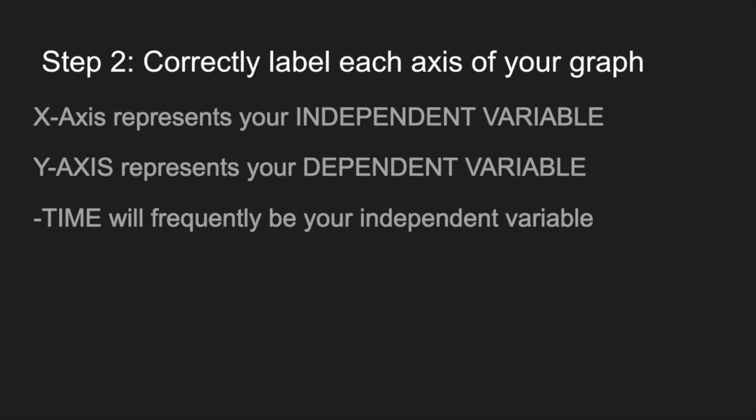Step two, you're going to correctly label the axes of your graph. The x-axis always represents your independent variable. Your y-axis always represents your dependent variable. That's why it's really important to know what your independent and your dependent variables are. In science, time will often be your independent variable. So if we're measuring how long it takes to do something, that would be your independent variable.